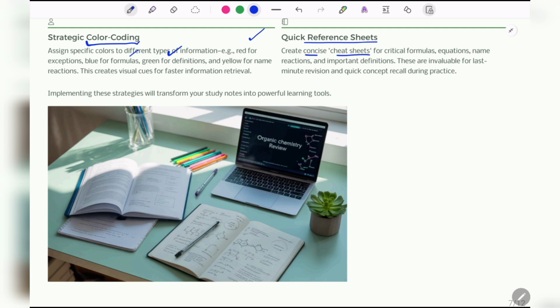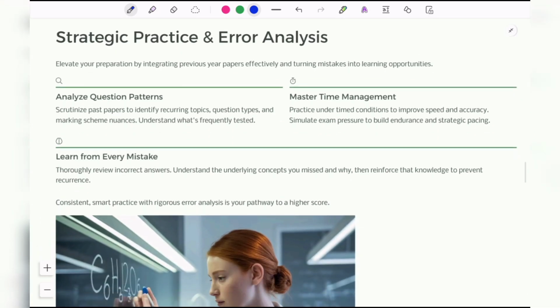Concise cheat sheets, that means you have to make them for critical formulas, important equations, reactions, and important definitions. So very short chits you can make, that in between you can just pick it up and start revising, and last minute revision can take place. And these strategies which we are discussing will help you to reach your goals.